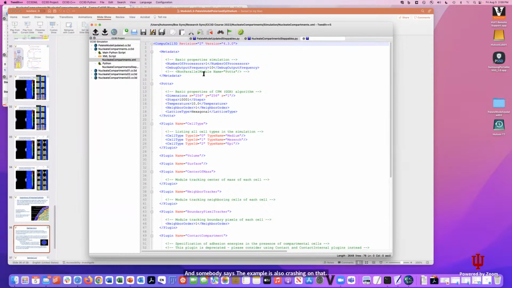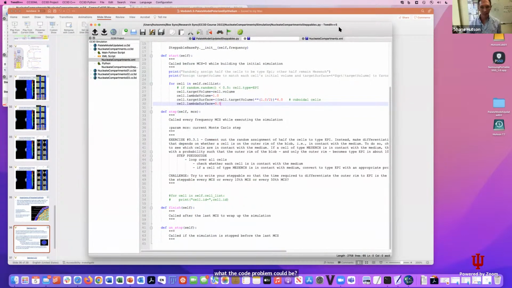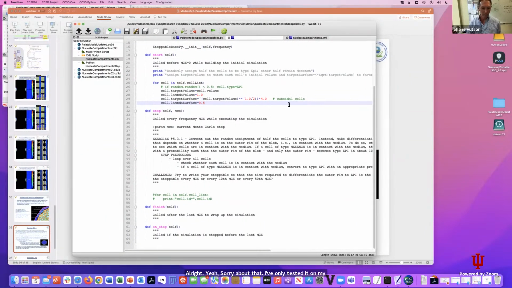So for some reason, let me look at the code a little bit quickly for nucleate compartments. Why don't you keep going? But let me see if I can see what the code problem could be. Sorry about that. I've only tested it on my local installation. I've not tested it on NanoHub. But a couple of people have finished the exercise.